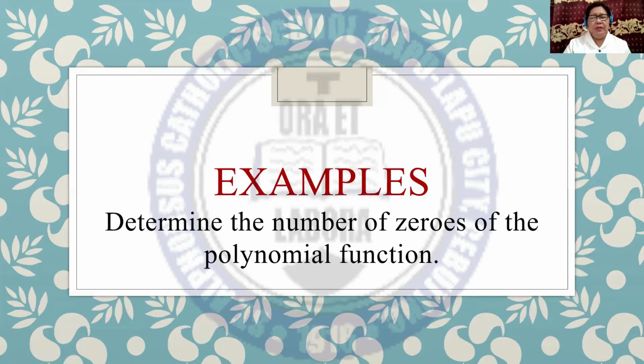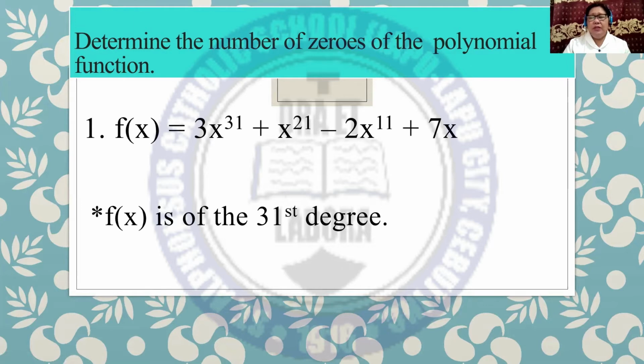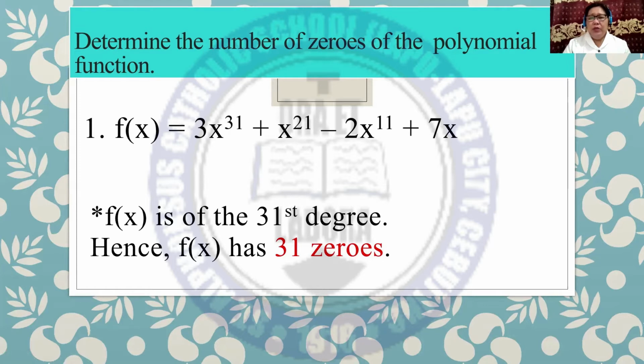Let us have examples on how to determine the number of zeros of the polynomial function. Given the polynomial function represented by f of x is equal to 3x raised to the exponent 31 plus x raised to exponent 21 minus 2x raised to 11 plus 7x. f of x is of the 31st degree. Hence, f of x has 31 zeros.